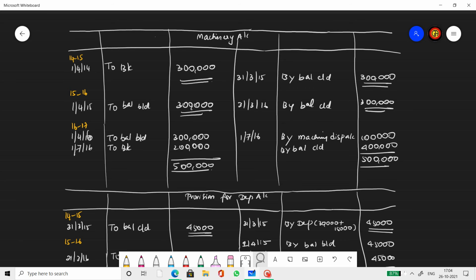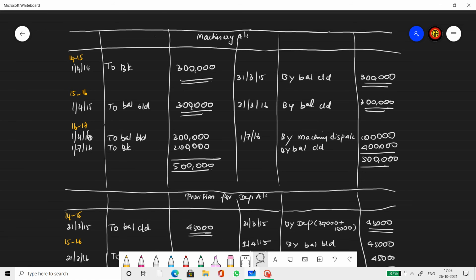Now, since we have been asked to prepare a machinery disposal account along with the depreciation account, the asset that is getting sold, whose cost is part of this 3 lakh, should be separated from this account and taken to a separate account called the disposal account. So the asset that is getting sold is 1/3 of 3 lakh, 1 lakh rupees. I have to separate that from this account and take it to an account called disposal account.